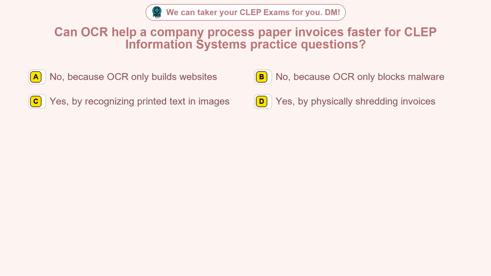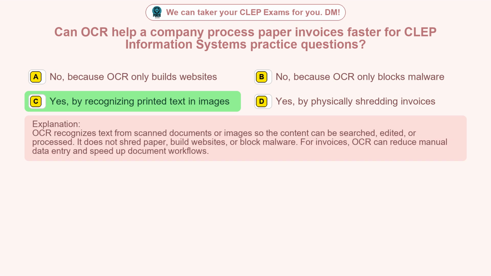Question 6. Can OCR help a company process paper invoices faster for CLEP Information Systems practice questions? Option A. No, because OCR only builds websites. Option B. No, because OCR only blocks malware. Option C. Yes, by recognizing printed text and images. Option D. Yes, by physically shredding invoices. The correct answer is option C. Yes, by recognizing printed text and images.